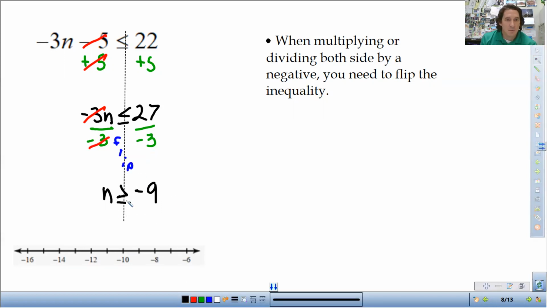So find the -9, that's going to be here. It's a closed circle, and n is greater than, so I need to shade to the right again. I keep picking all the ones where you shade to the right. Oh well. Next example.